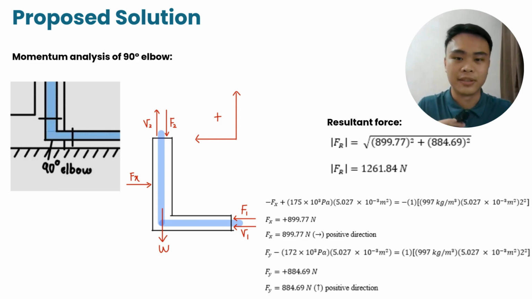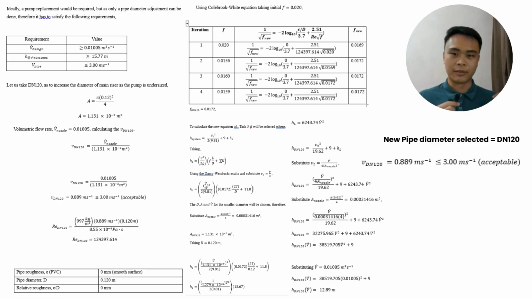Next, to address the structural engineer, our momentum analysis of the 90-degree elbow at the base of the main riser shows a diagonal resultant force of 1,261.84 newtons. To guarantee structural safety, we mandate a heavy duty steel anchor bracket or a concrete truss block that must be fastened directly to the structural wall to prevent joint separation under high pressure. So here is our pipe redesign.